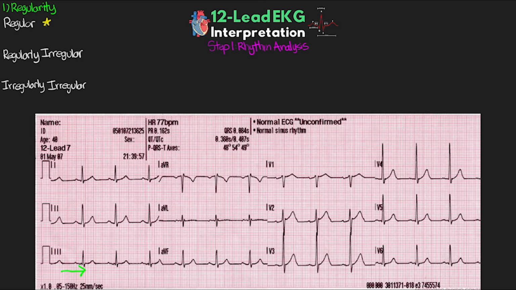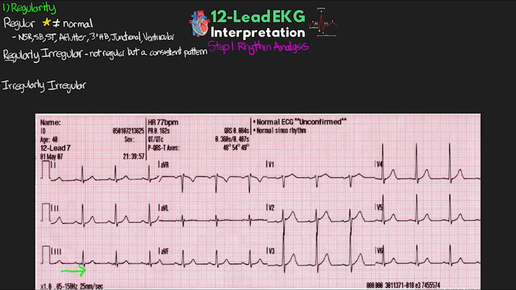Now, keep in mind that just because our patient's rhythm is regular, it does not mean that the rhythm is necessarily normal. We can actually see regular rhythms with a flutter, third-degree heart block, junctional and ventricular rhythms, just to name a few. Now, if the rhythm is not regular, but we do see a consistent pattern to some of this irregularity, then this is what we refer to as regularly irregular.